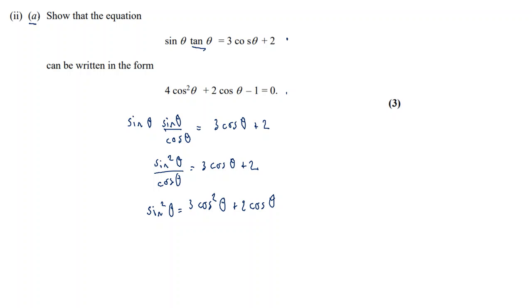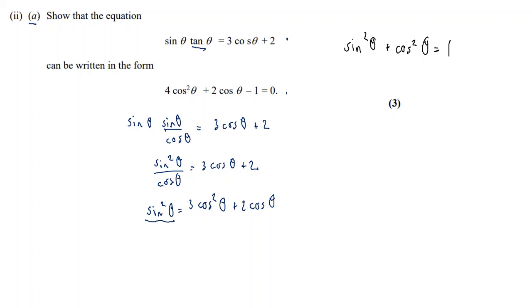Okay, so this is getting a little bit closer now because I've got a cos squared theta, I've got 2 cos theta, so this is looking good. This, though, is the problem. So we're going to want to replace this now. The other identity that we want to know, in addition to sine theta over cos theta equals tan theta, is sine squared theta plus cos squared theta equals 1. Therefore, sine squared theta equals 1 minus cos squared theta.